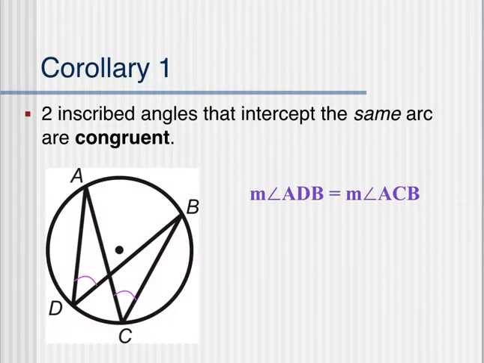Corollary 1 said if 2 inscribed angles intercept the same arc, if they've cut off arc AB here, then the 2 inscribed angles are congruent. So you have a shortcut. If you know what this one is, you could assume that angle ADB matches it because they're both half of the same measure here.